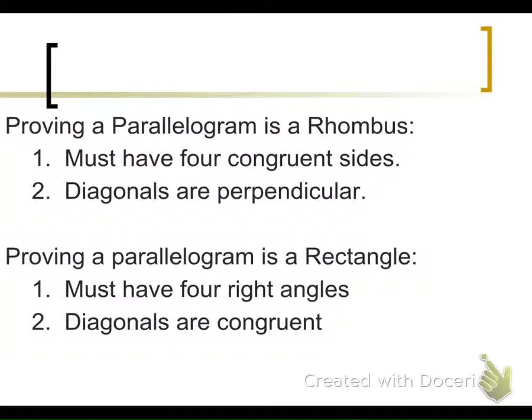So if we're going to prove a parallelogram is a rhombus, we must show that it has 4 congruent sides or that the diagonals are perpendicular. If we are going to prove that a parallelogram is a rectangle, we must prove that it has 4 right angles and that the diagonals are congruent.